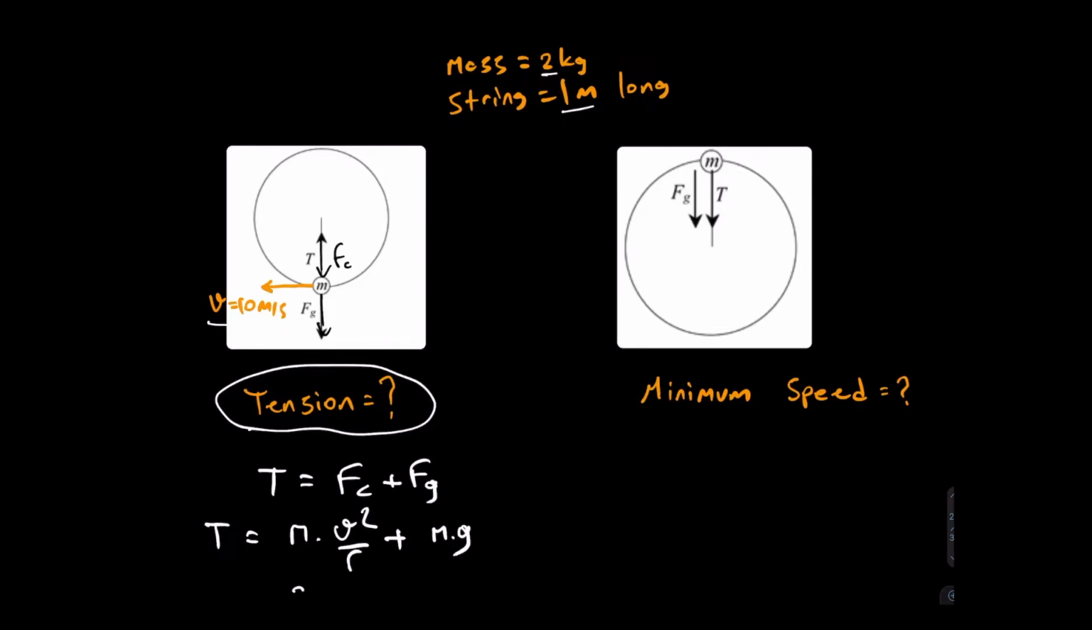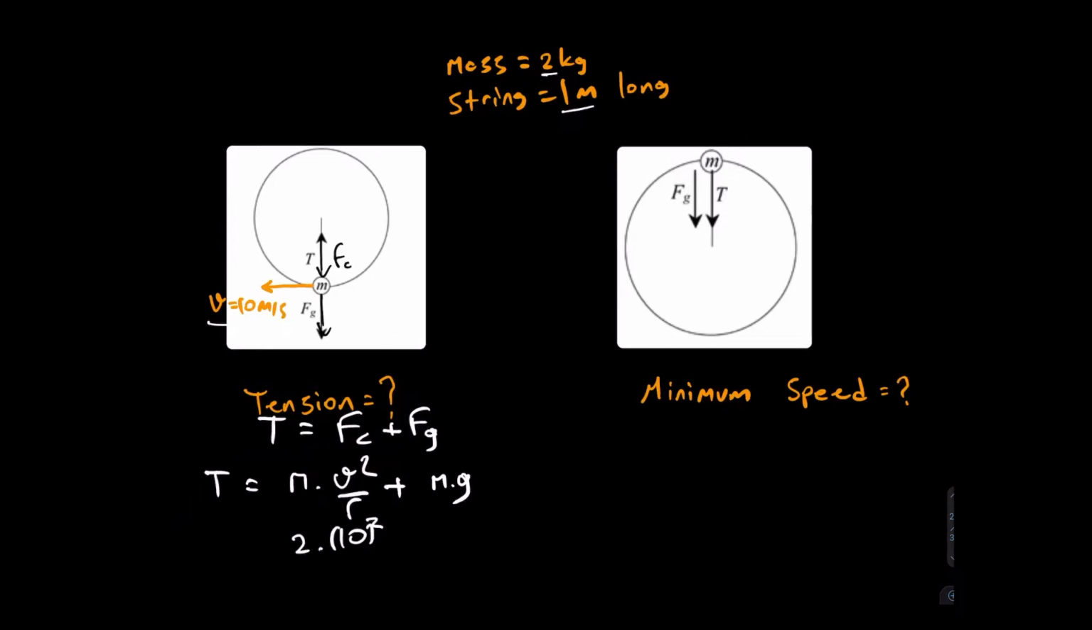The m is 2 kilograms, the velocity is 10, so 10 squared. The radius is 1 meter because the string is 1 meter long, plus 2 because it's 2 kilograms, and the gravitational acceleration we're going to take as 10 for simplicity. Let's find the tension here. This is going to make up 220 newtons.